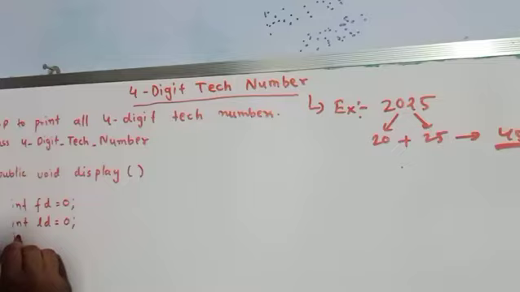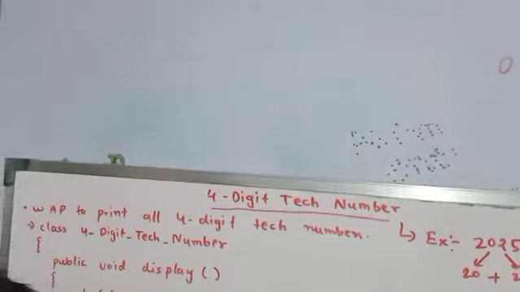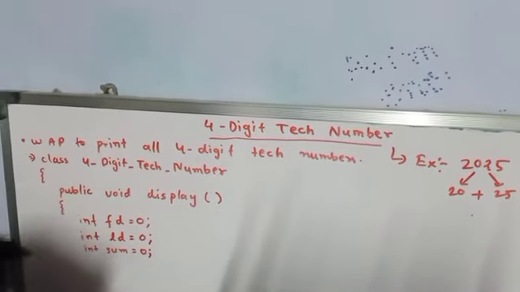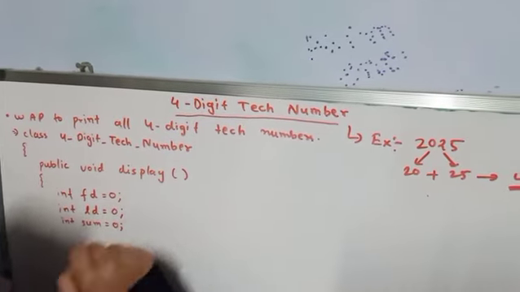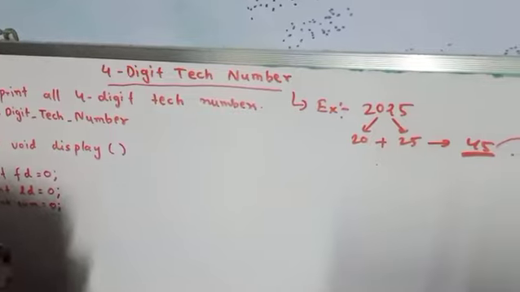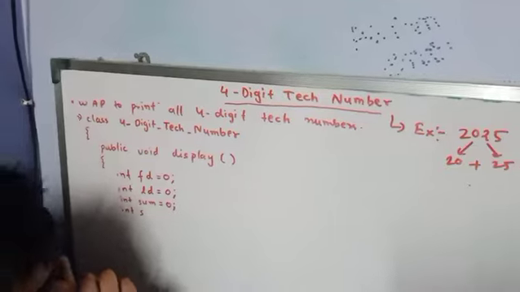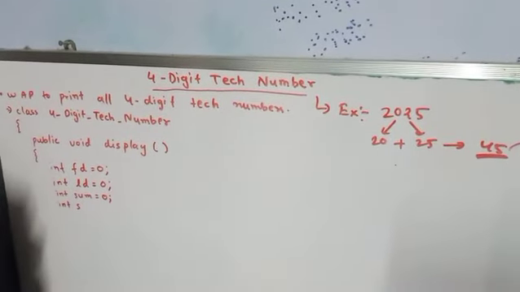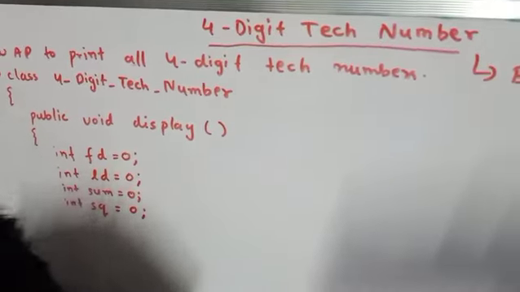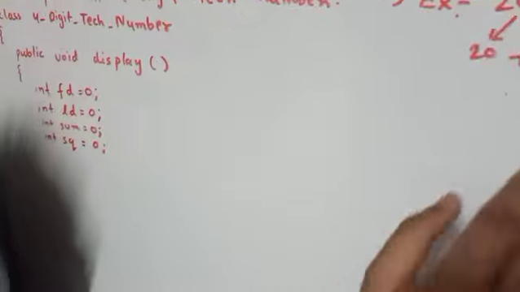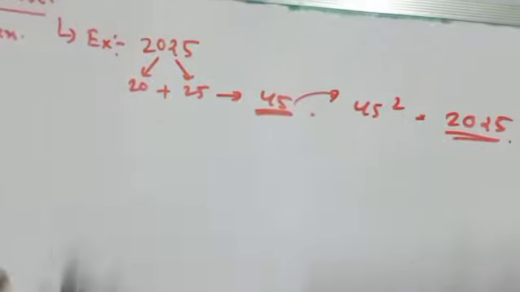Next we will input int sum, and this one will also be initialized with 0, and this variable will store the sum of these first 2 digits and last 2 digits. Next we will initialize another variable, that is int sq. What will it do? It will store the square of the sum. Whatever sum you get, it will store the square of the sum.